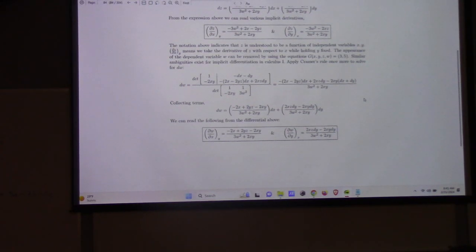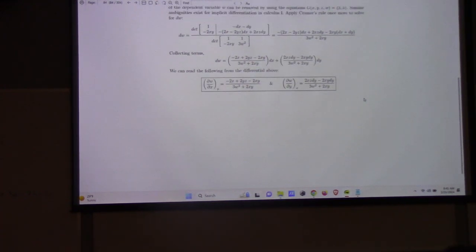This topic in particular, Stewart is very poor on. You can't read about constrained partial differentiation in Stewart. It's just not there.